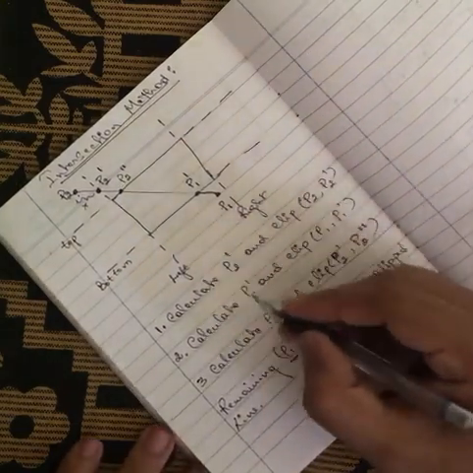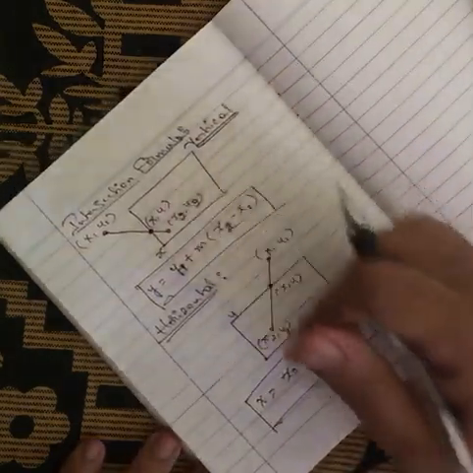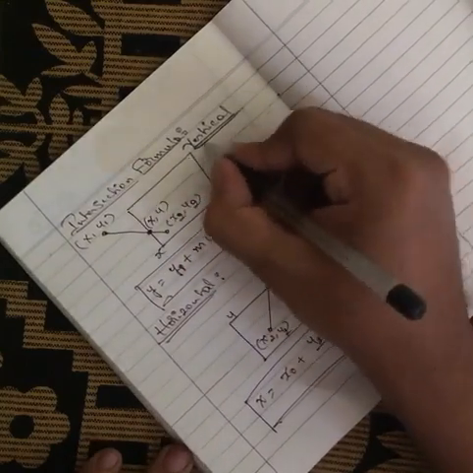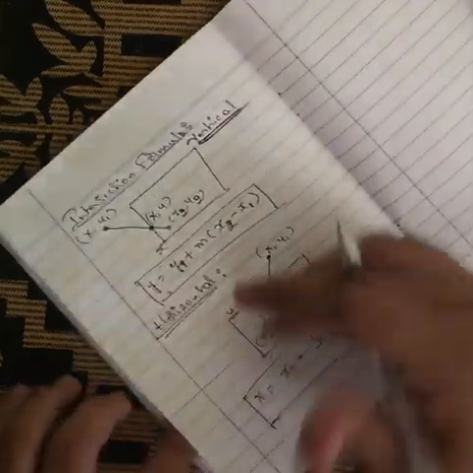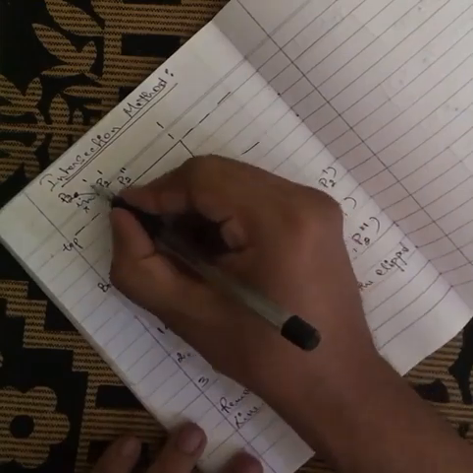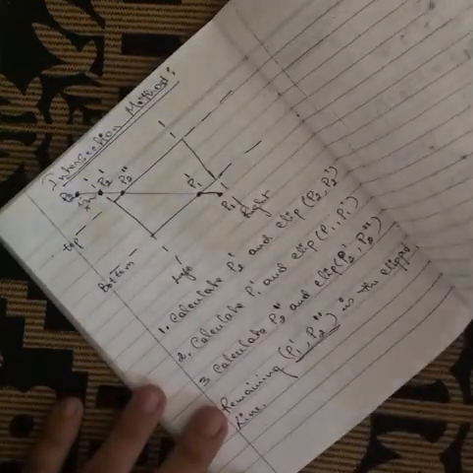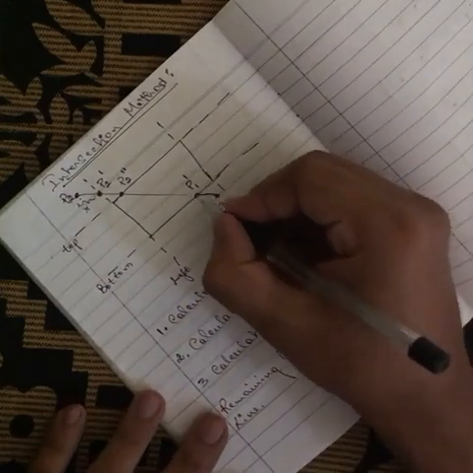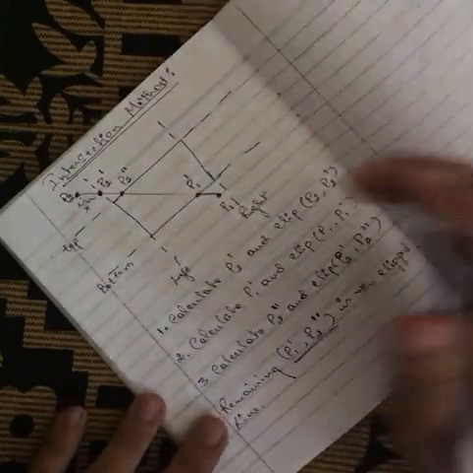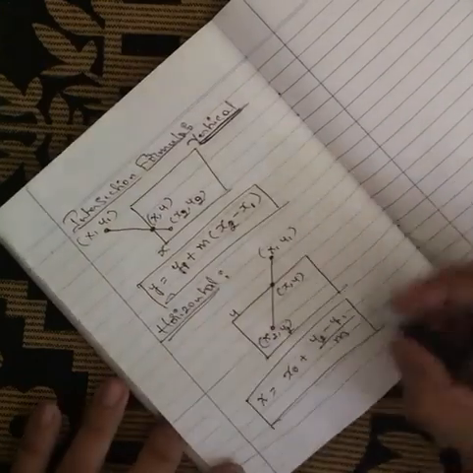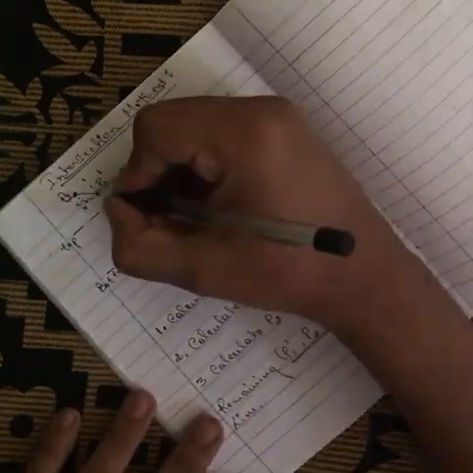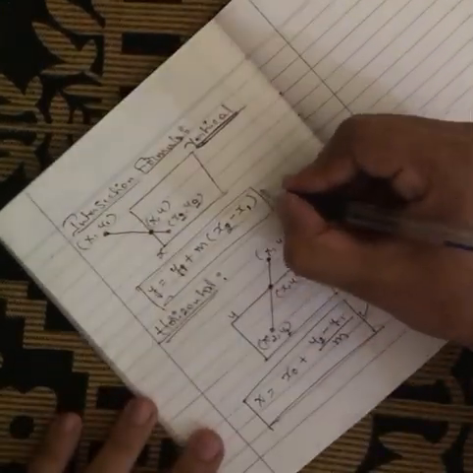Now the intersection point is calculated by the two formulas. One is for the vertical. If you are finding the vertical intersection, as you can see P2 dash is a vertical intersection, and you can see P1 dash is a horizontal intersection. If you want to calculate the horizontal intersection, use this formula. If you want to calculate the vertical intersection, use this formula.